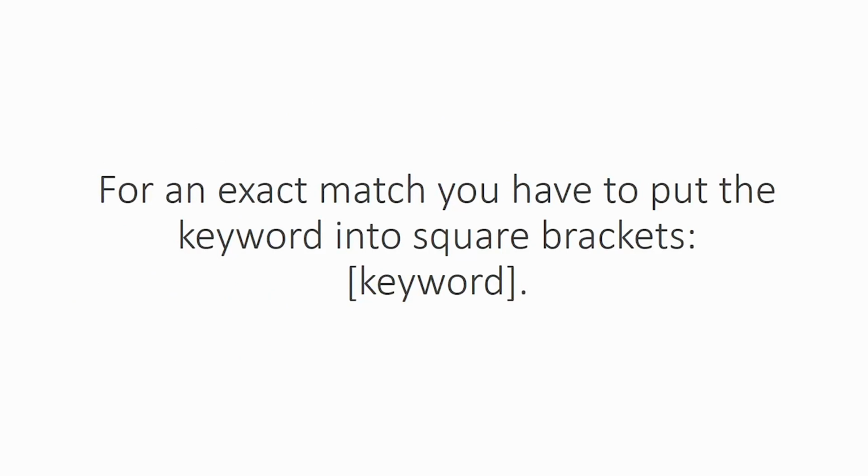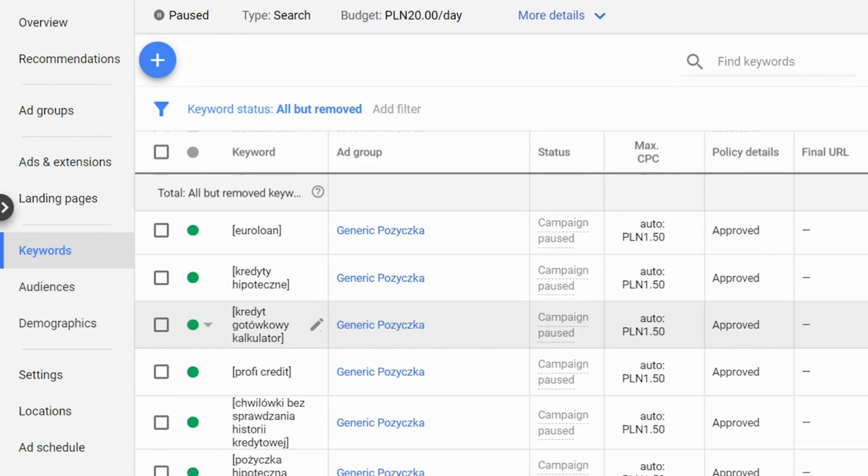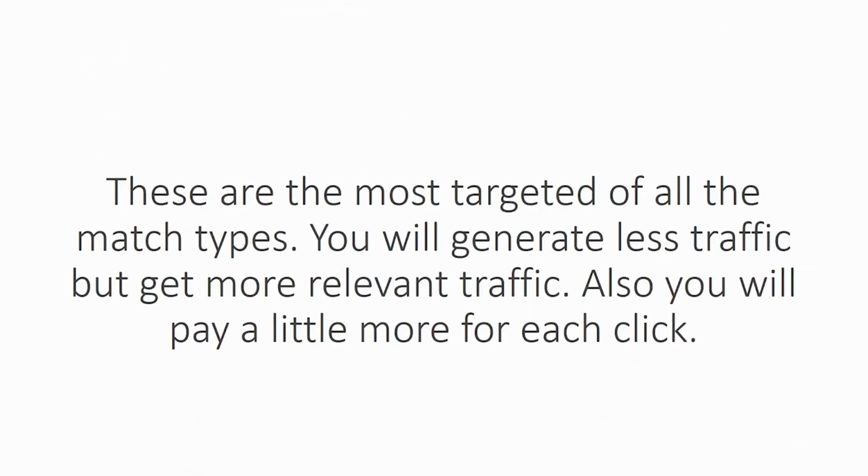For an exact match, you have to put the keyword into square brackets. Here is how this looks in Google. Once again, this is a campaign in a different language, but observe the keywords. All of them are in square brackets, and this means that they are the exact match type keywords. These are the most targeted of all the match types. You will generate less traffic, but get more relevant traffic.